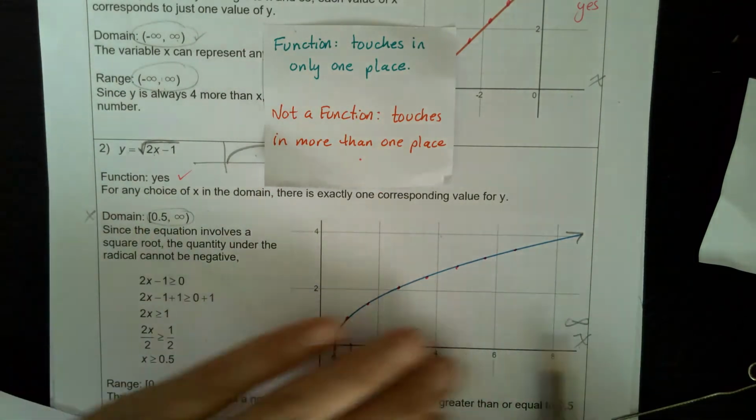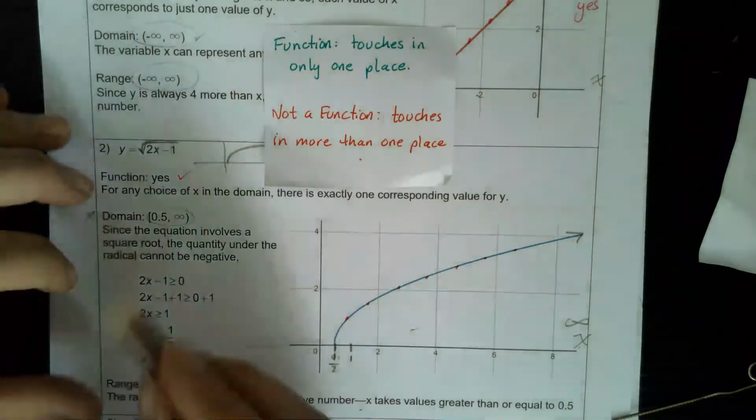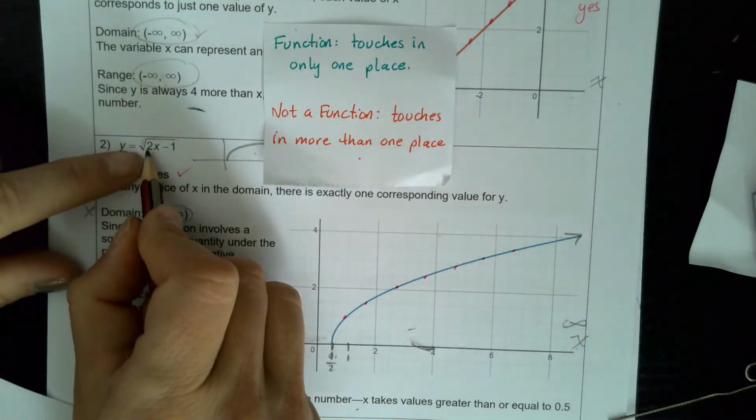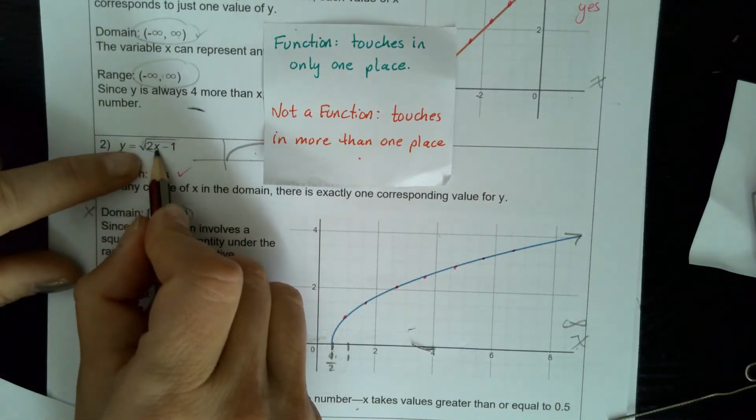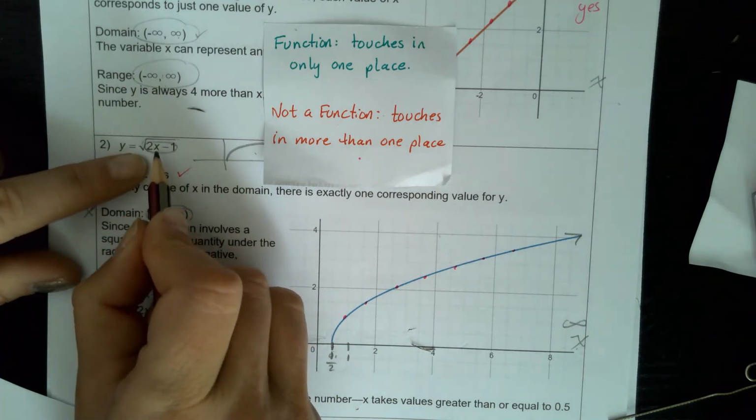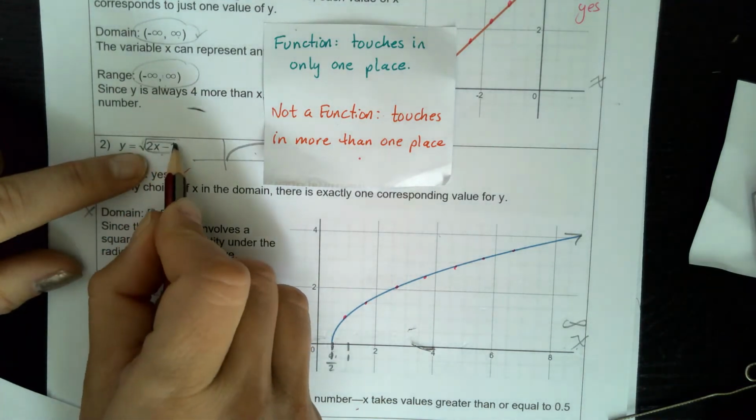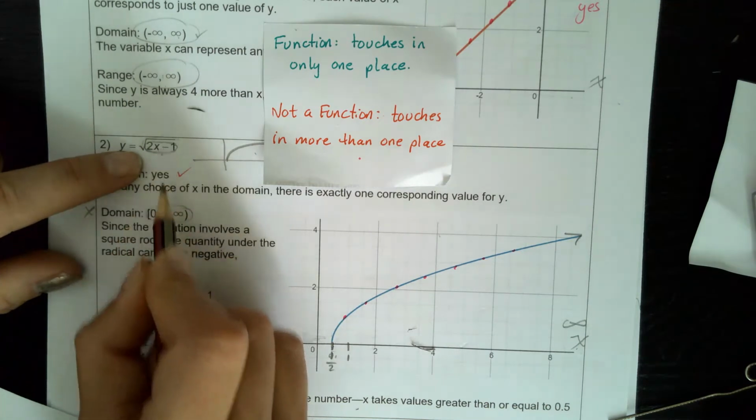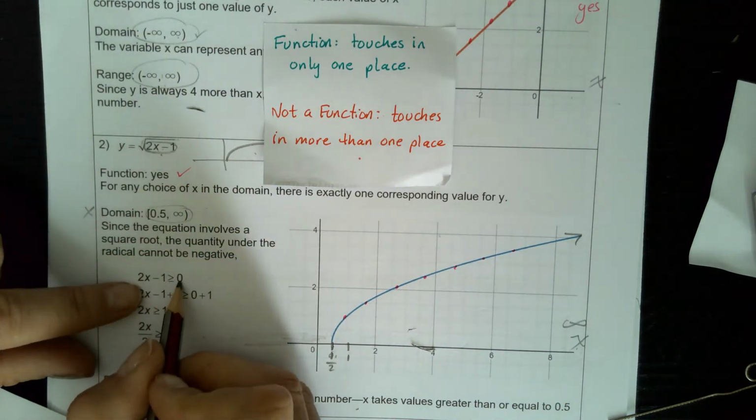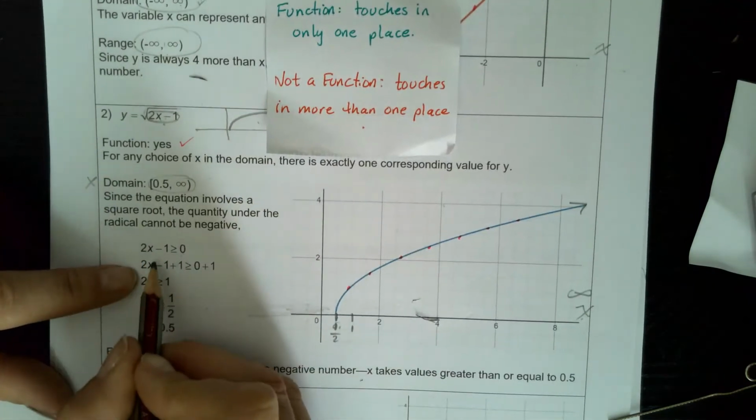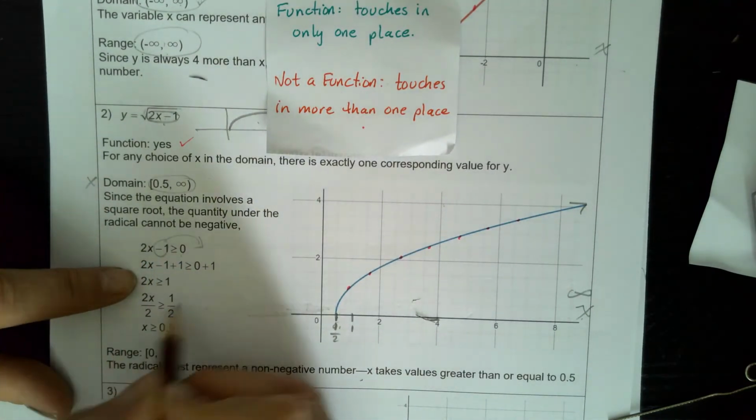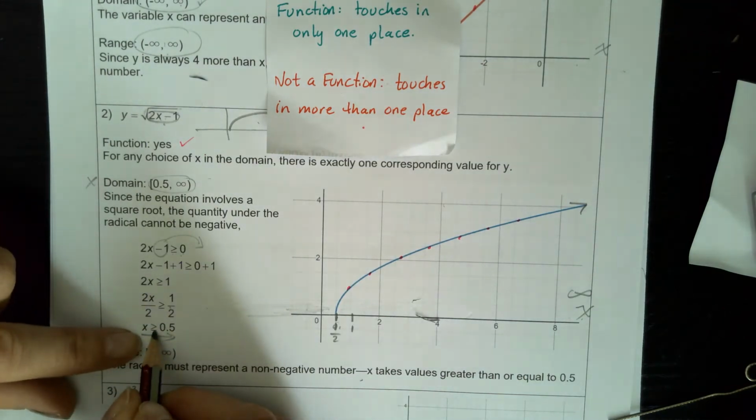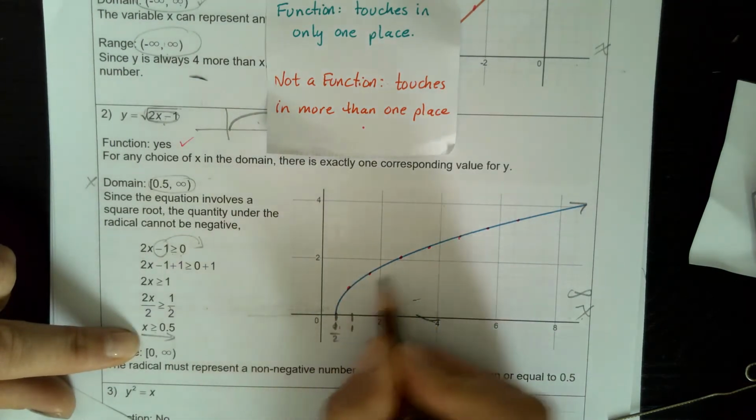But that's because I have a graph, I can see that. What happens if I didn't want to graph it? Well, there's restrictions on radicals. Whatever's underneath my radical cannot be a negative number. So this has to be bigger than or equal to 0. So what I do is I take this and I say it has to be bigger than or equal to 0. And then I solve for x. I put the negative 1 to the other side. I divide by 2. And I get this. X has to be bigger than half. Oh, I can see that. Yes, x has to be bigger than half.